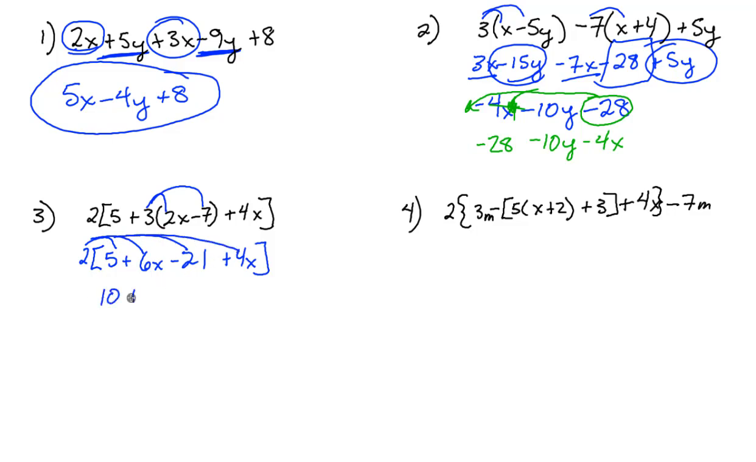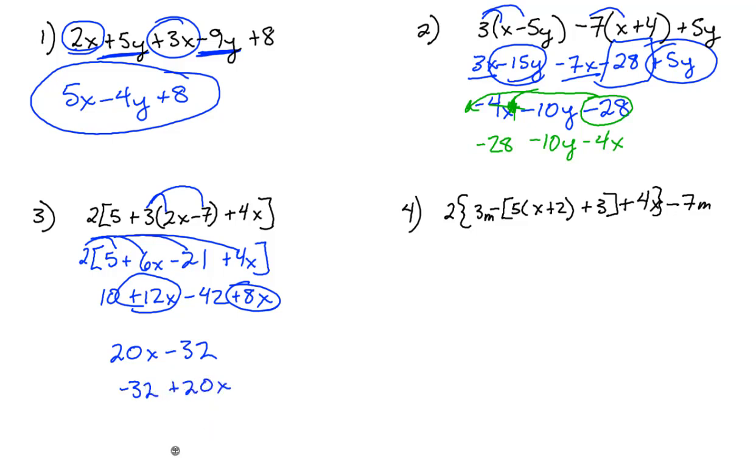Or we could distribute right now just like that. So we get 10 plus 12x minus 42 plus 8x. Okay, how many x's do we have? 12x and 8x, that gives us 20x. And 10 minus 42 is a minus 32. So you could write it this way or you could write it this way, and both of them are absolutely correct.